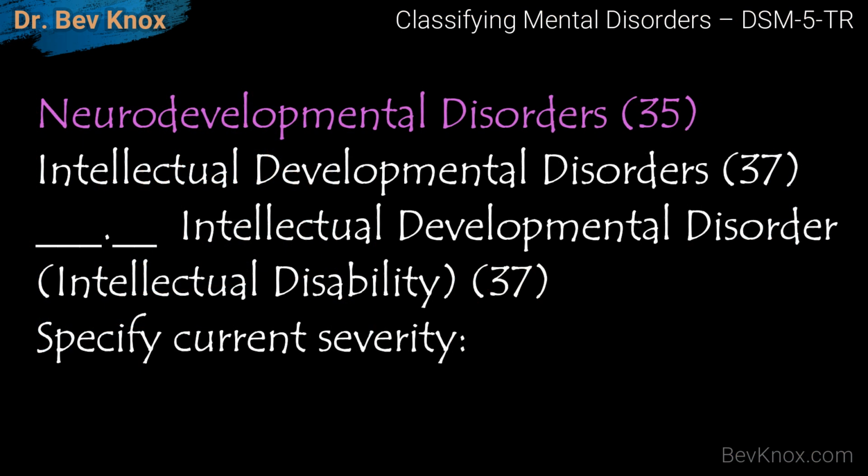Now, as stated earlier, following the chapter titles and disorder names, the page numbers for the corresponding text or criteria are included in parentheses. So here's an example. For neurodevelopmental disorders, you see that it starts off on page 35. Then intellectual developmental disorders, page 37. Now you will see the blank line right before intellectual developmental disorder, intellectual disability on page 37. You have to specify the current severity.